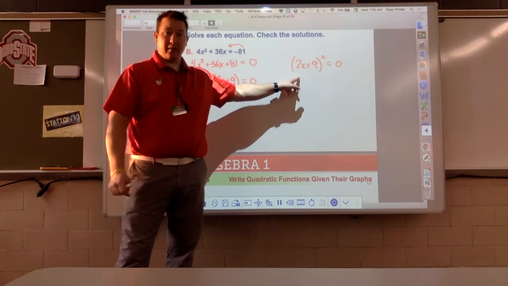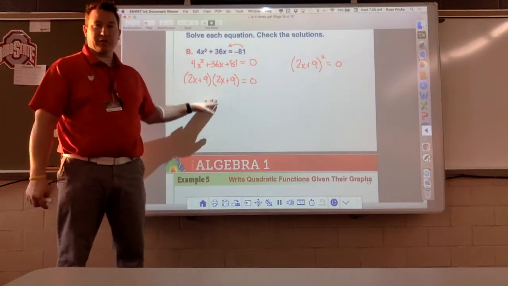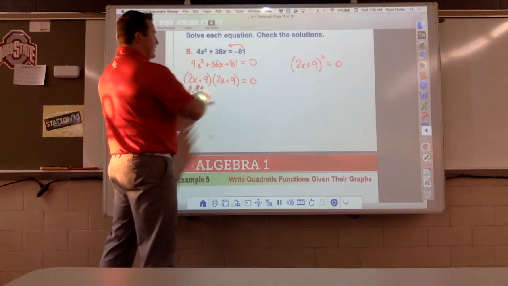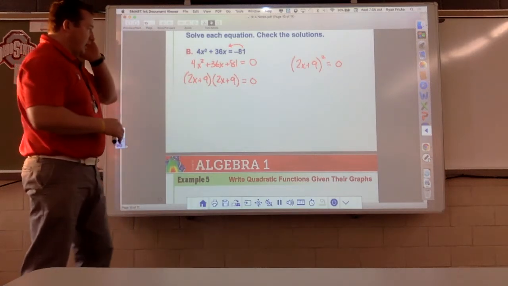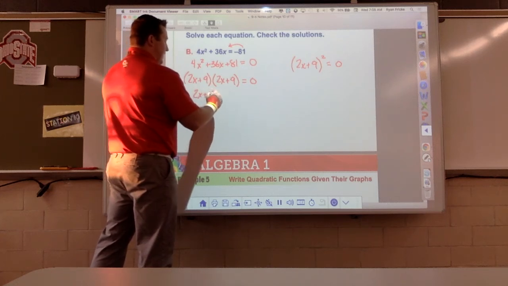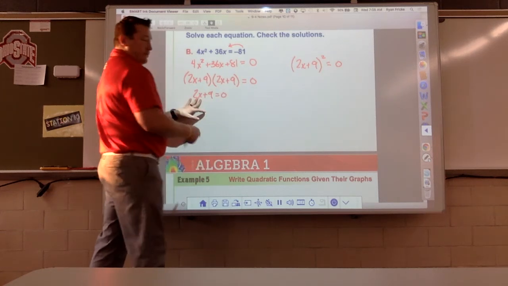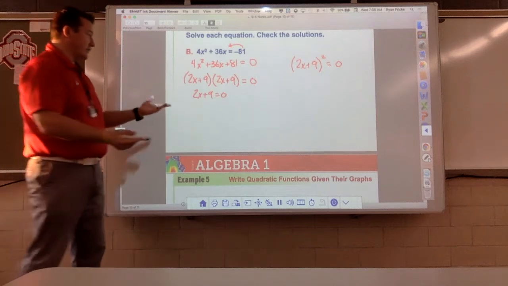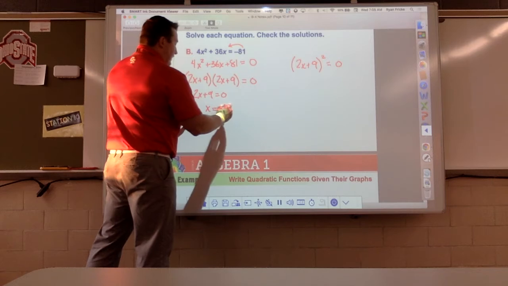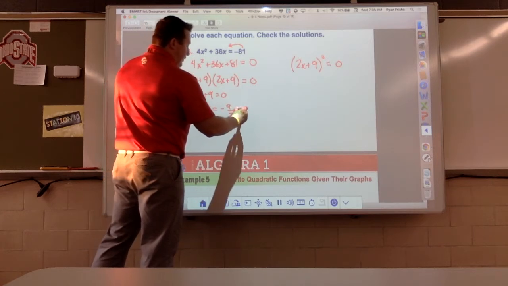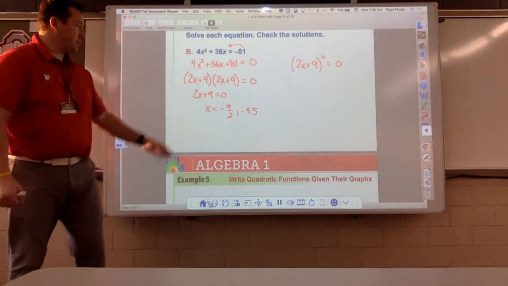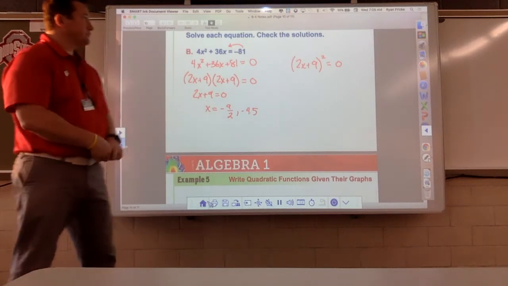Absolutely. Will we get the same answer as if we do the zero product property? We will. But we're doing it this way, so I feel pretty good about this. So we'll just say 2x plus 9 equals 0. I don't need to write this down twice. It's going to give me the same answer. So we'd subtract 9, divide by 2. X equals negative 9 halves. What is that, negative 4.5 for all you decimal people out there? Okay, good to go.